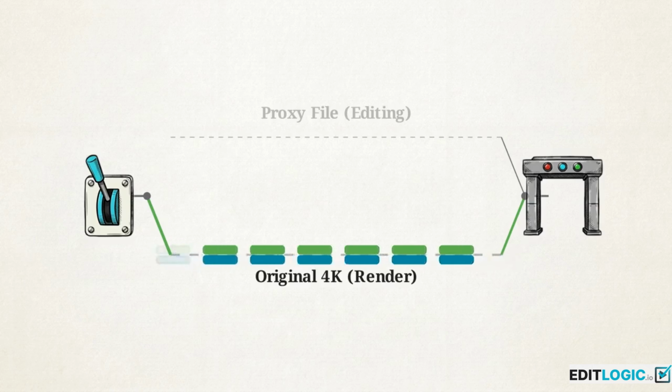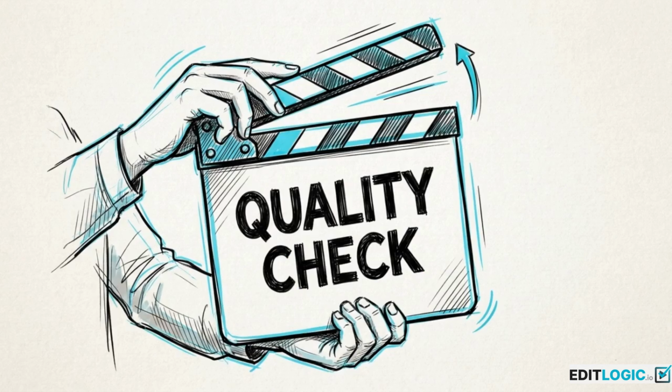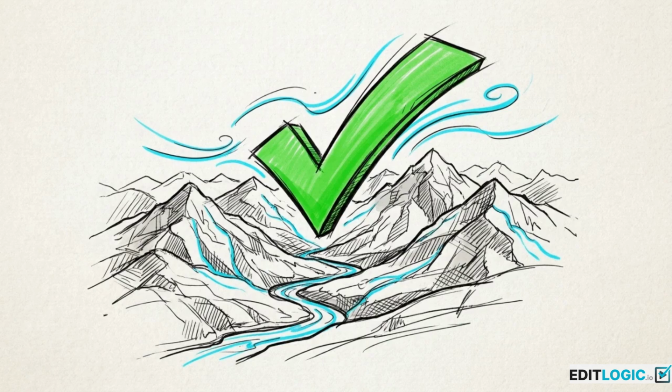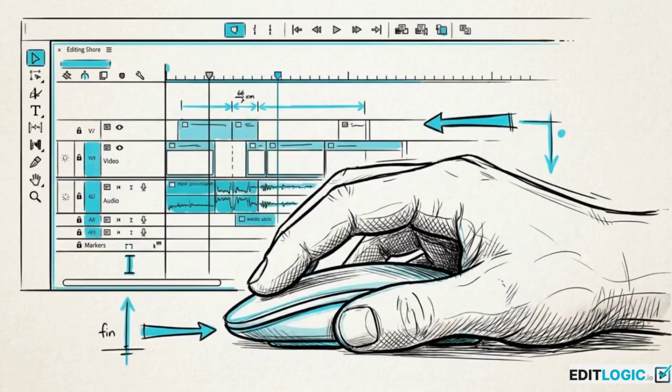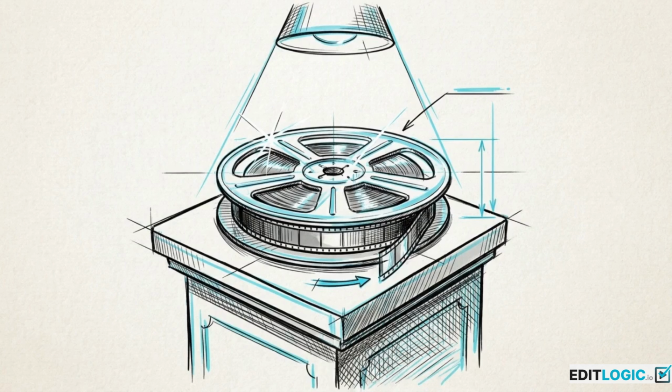you hit render. Render a short 5-second test clip on your first proxy project to confirm that the full resolution output is working as intended. This workflow gives you the editing speed of a low-resolution file, alongside the professional quality of a 4K master.